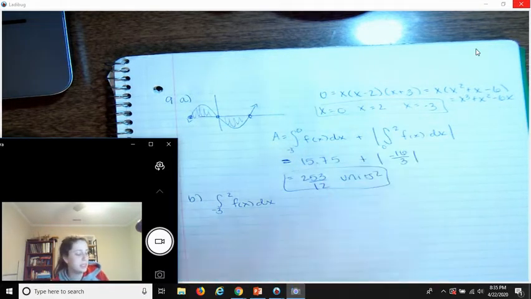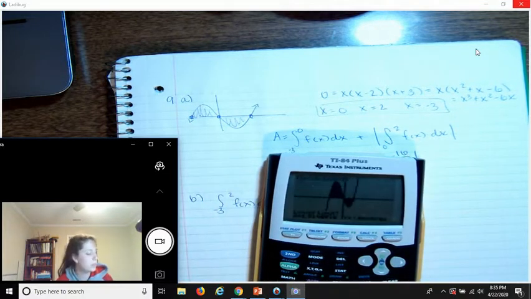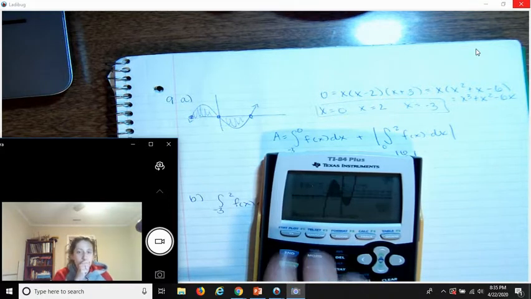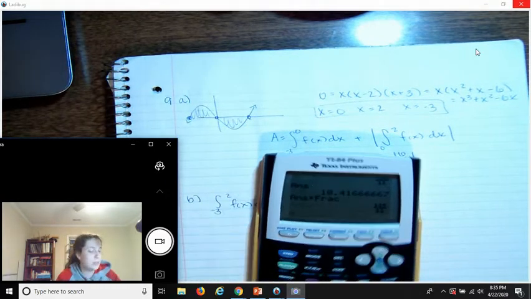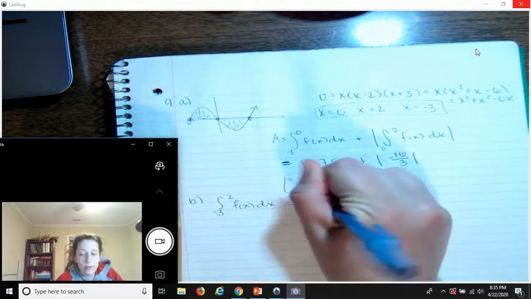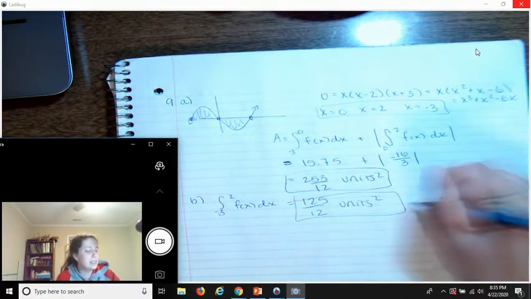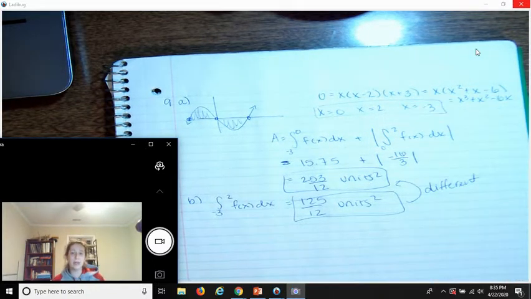When we actually do this, we can do this in our calculator. Second calc 7, lower limit -3, upper limit 2. So we're not doing the smart thing. We're forcing it to do exactly what we want. So I get my answer, math enter, and this gives me 125/12 units squared. This is different because I didn't separate out my areas, okay? I didn't keep track of which piece was negative.